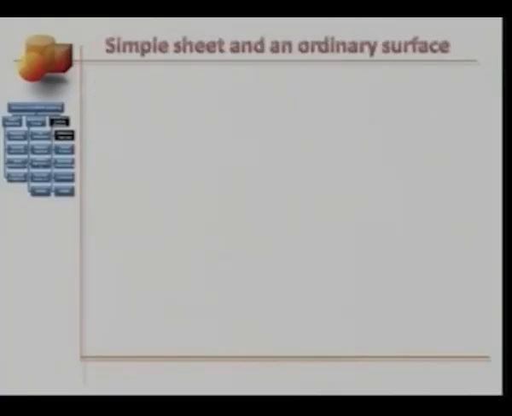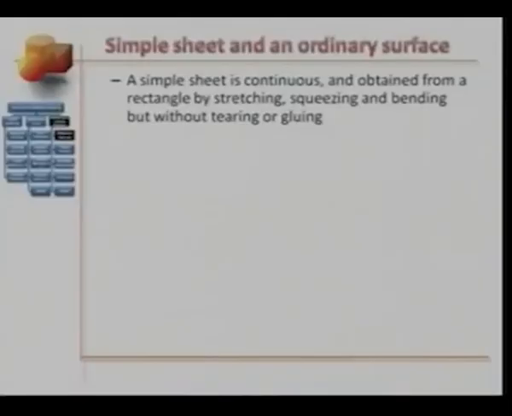Let's try to understand some concepts now pertaining to surface patches. Simple sheet and an ordinary surface. So what's a simple sheet? A simple sheet is continuous and obtained from a rectangle by stretching, squeezing, and bending, but without tearing or gluing. So these are some topological operations that we had studied way back while discussing solid modeling.